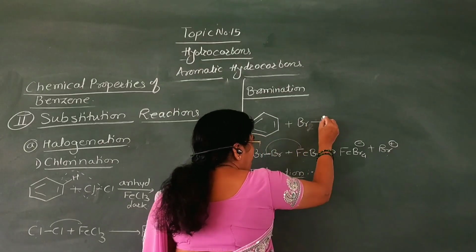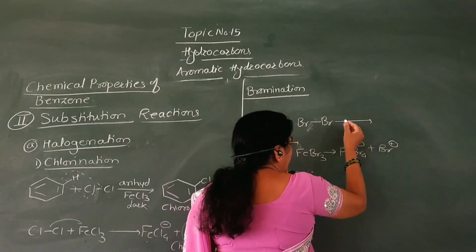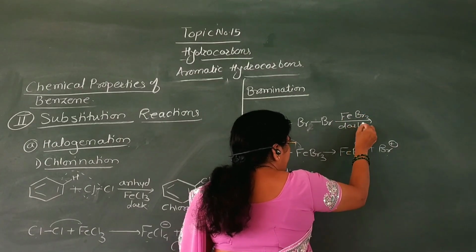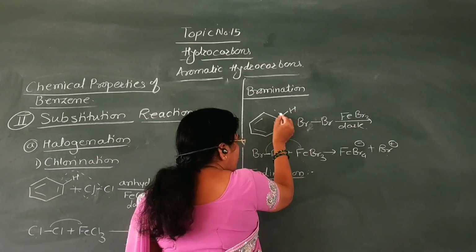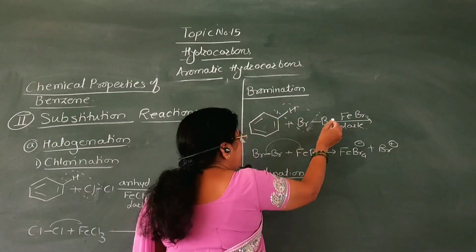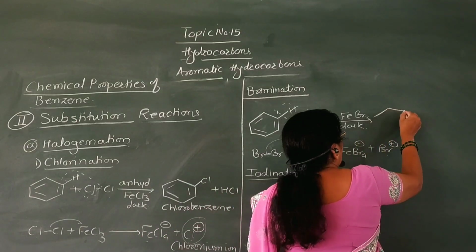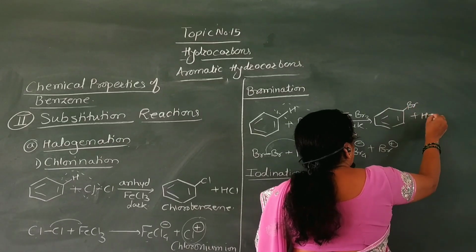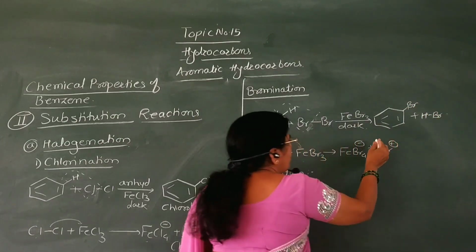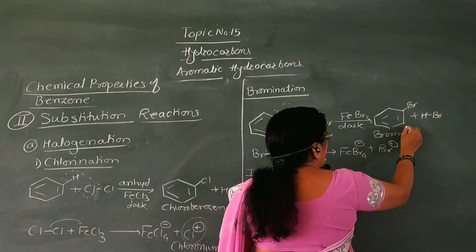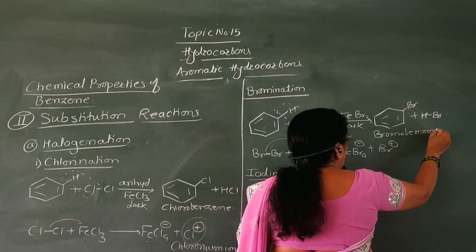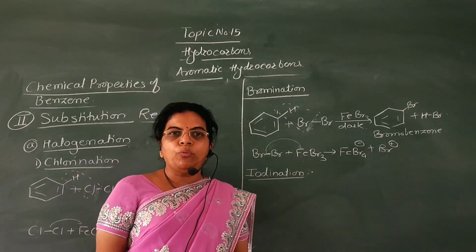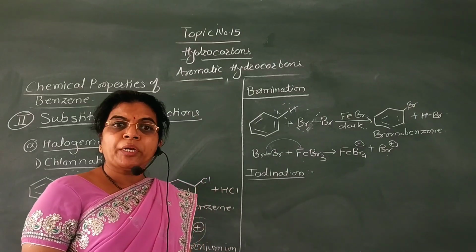Here the substitution reaction takes place in the presence of FeBr3 in dark. Then the hydrogen atom is substituted by Br plus to form bromobenzene and HBr. This is the bromobenzene. In this way, chlorination and bromination of benzene is carried out to form chlorobenzene and bromobenzene respectively.